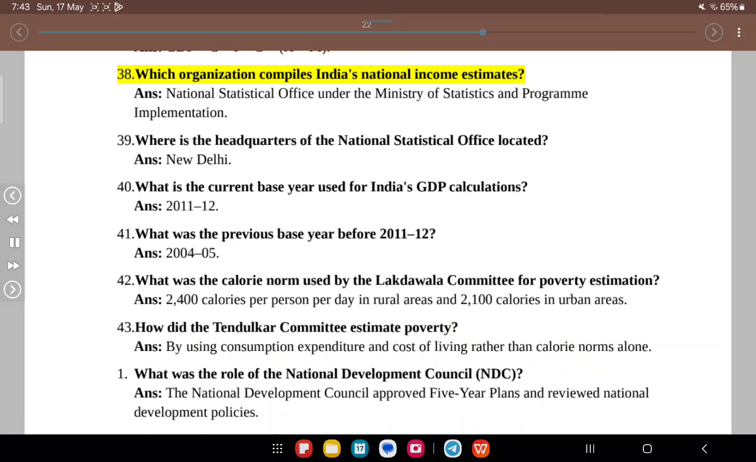38. Which organization compiles India's national income estimates? Ans. National Statistical Office under the Ministry of Statistics and Program Implementation. 39. Where is the headquarters of the National Statistical Office located? Ans. New Delhi.